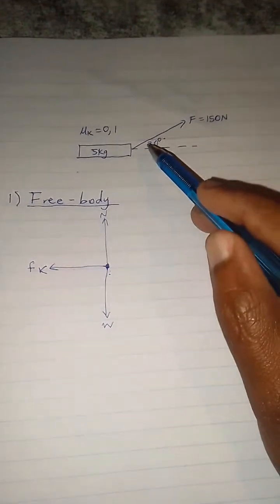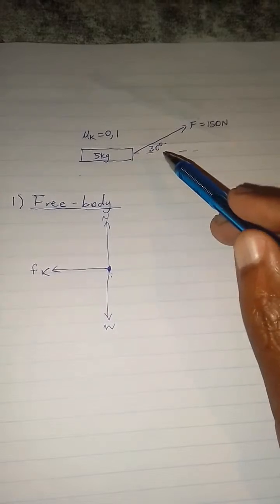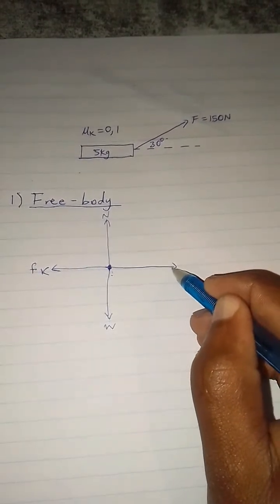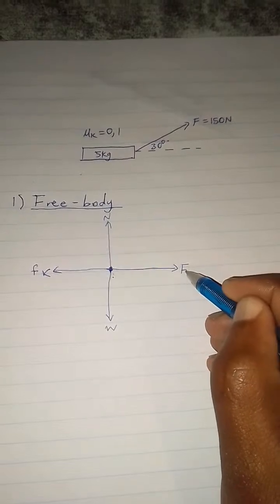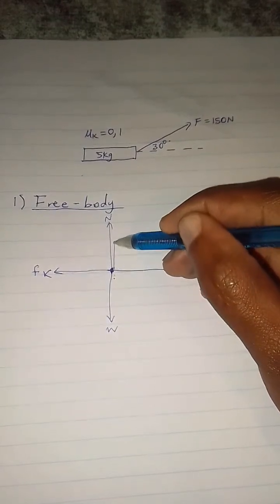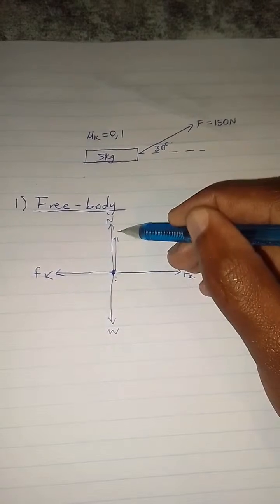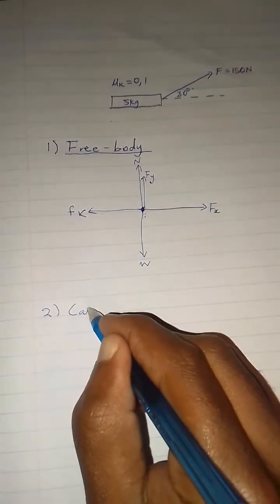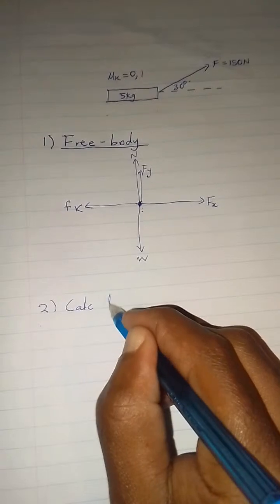Right, so how do we draw? We know that this applied force is acting at an angle, so it will have components. It will have Fx and Fy pointing upward. Fy. Right. So we are done. Then calculate the normal force.